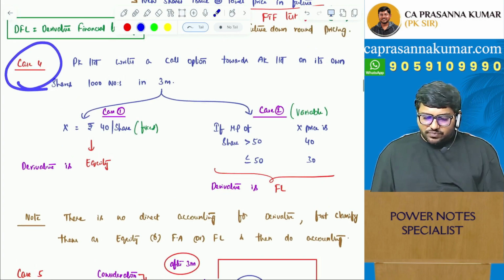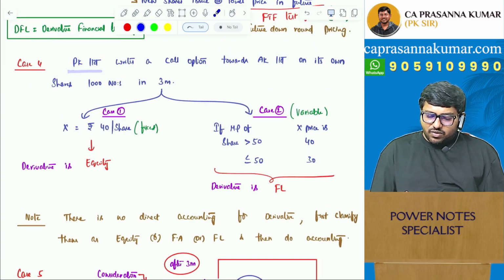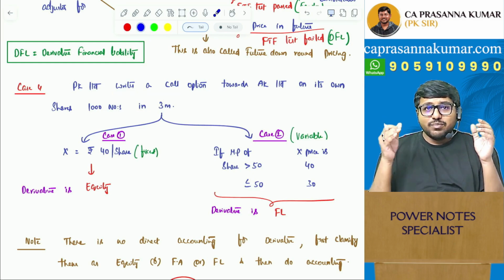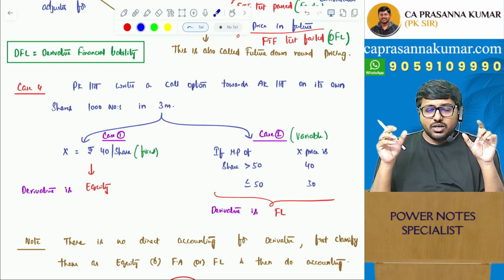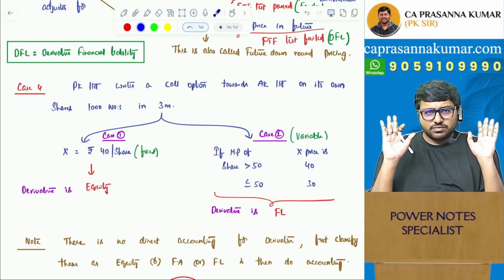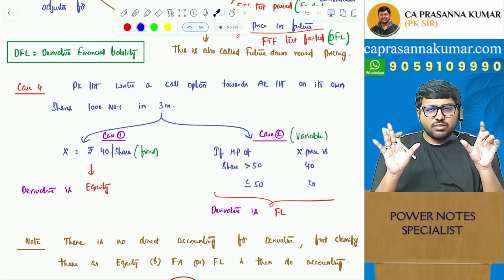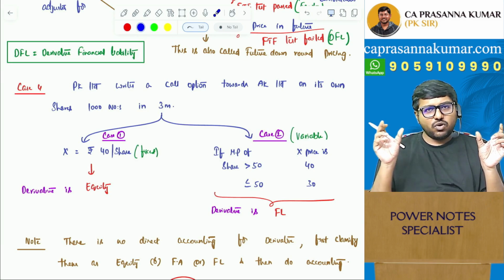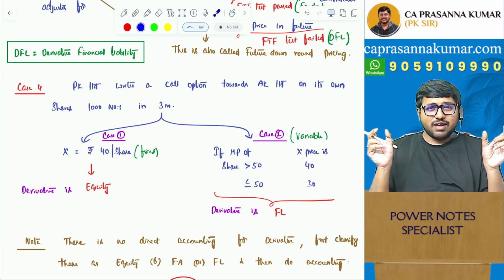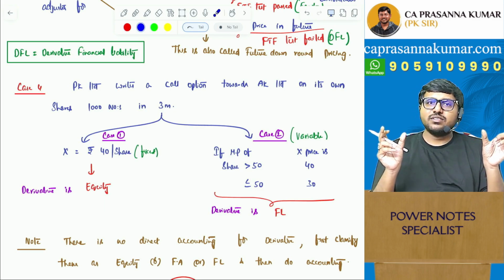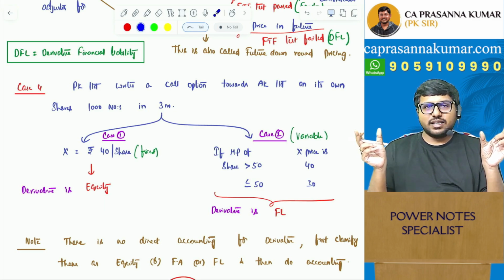Moving on to case 4. PK Limited writes a call option. The moment I say writes a call option, immediately you should understand, because we have discussed derivatives also, call option means right to buy. First basics, that's what should strike in your mind. When it comes to a call option, there are two parties: option buyer and option seller. Option buyer will have the right to buy. Option seller will have an obligation to sell, because this guy has the right to buy means the other guy should be selling. Got the point?